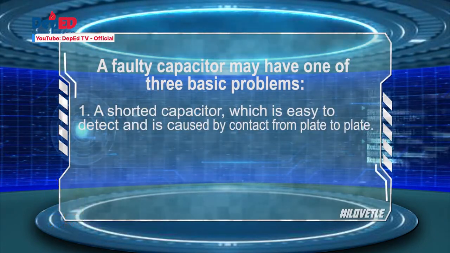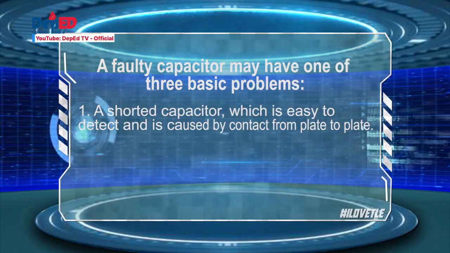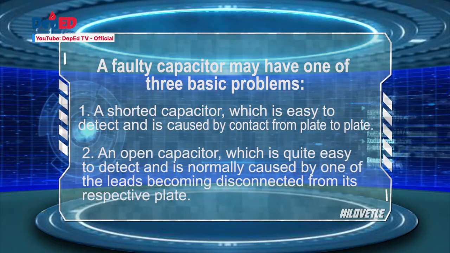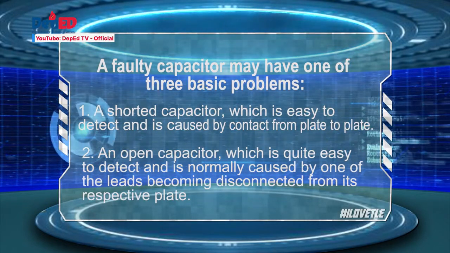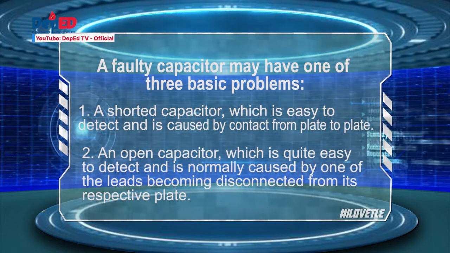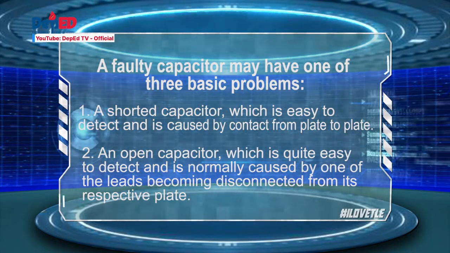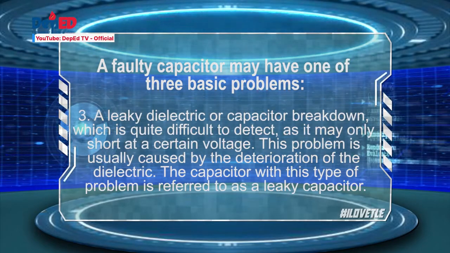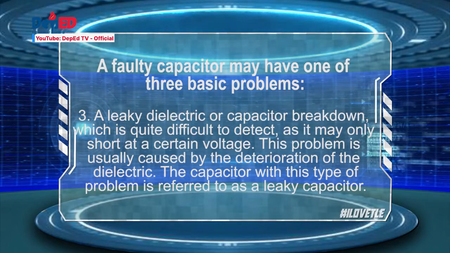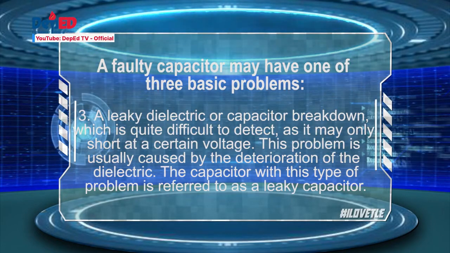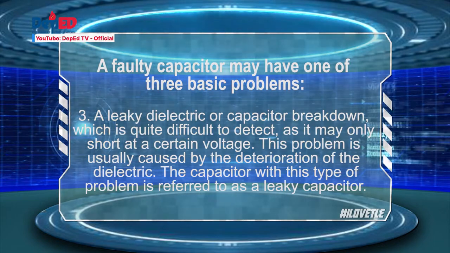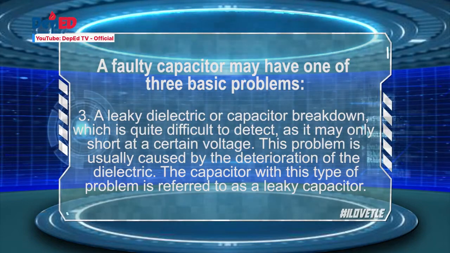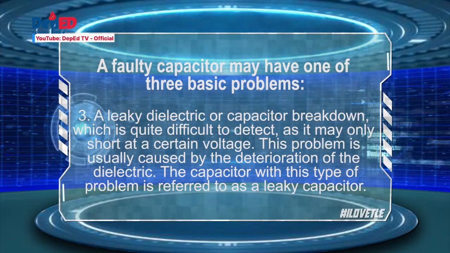A shorted capacitor, which is easy to detect and is caused by contact from plate to plate. An open capacitor, which is again quite easy to detect and is normally caused by one of the leads becoming disconnected from its respective plate. A leaky dielectric or capacitor breakdown, which is quite difficult to detect as it may only short at a certain voltage. This problem is usually caused by the deterioration of the dielectric. The capacitor with this type of problem is referred to as a leaky capacitor.